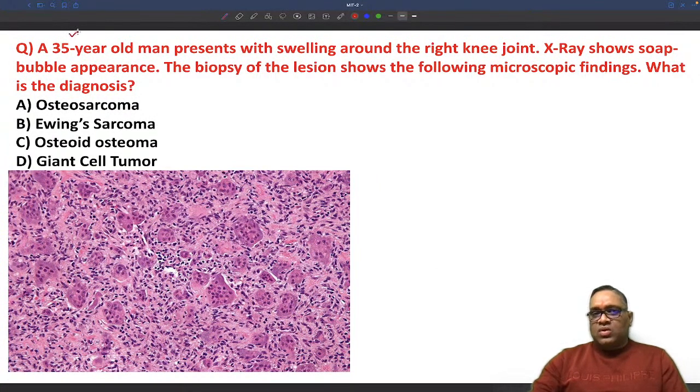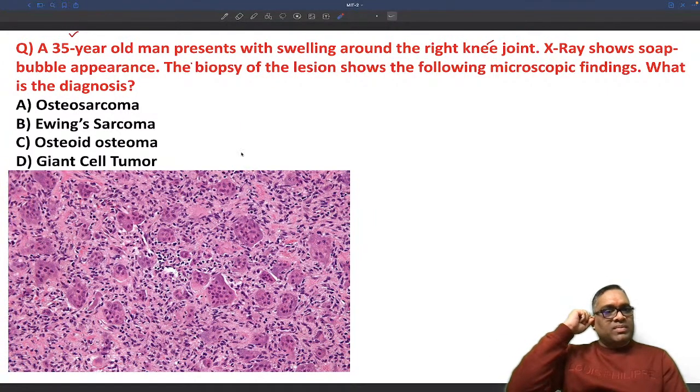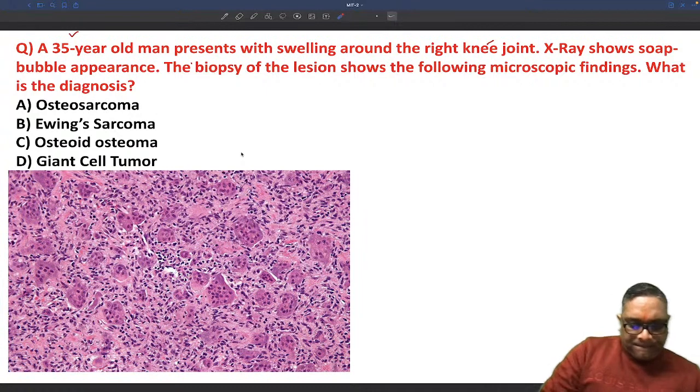A 35-year-old man presents with swelling around the right knee joint. X-ray shows soap bubble appearance. Biopsy of the lesion is given below in the microscopy. What is your diagnosis? So tell me, what will be the diagnosis of this question?